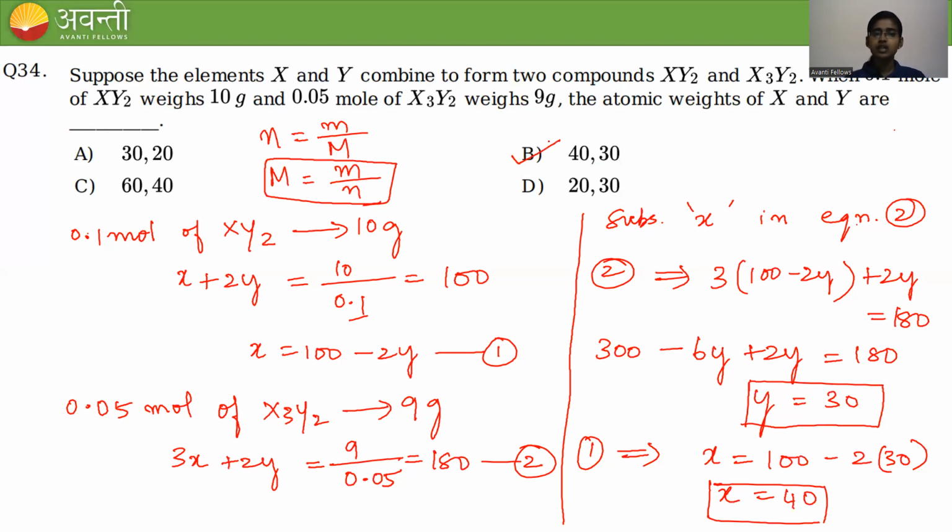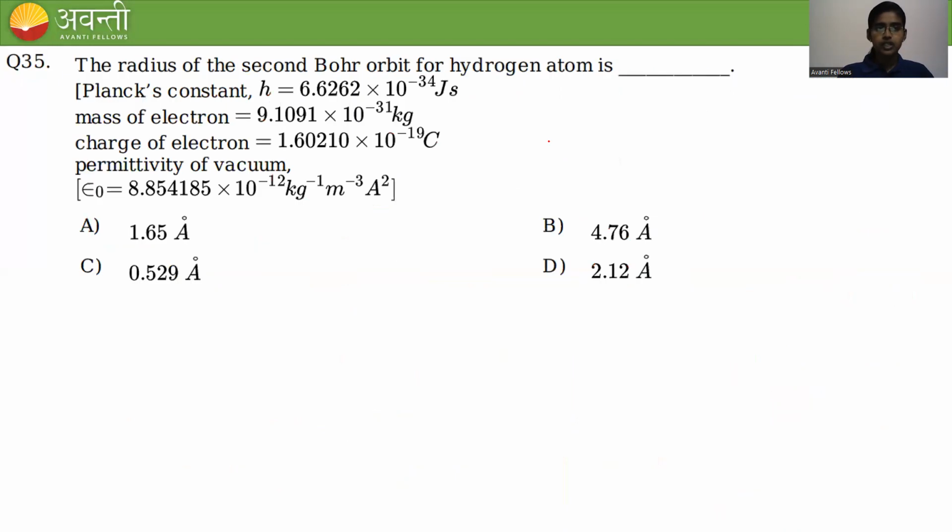So what we are doing here? Try to get the molar mass first and get the value of x and y, that is the atomic weight of x and y. Okay. Fine. I'll go for the next question, which is question number 35.